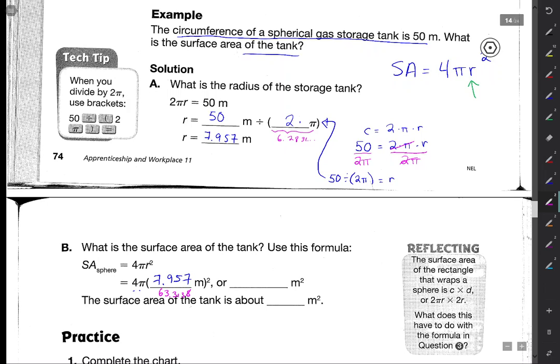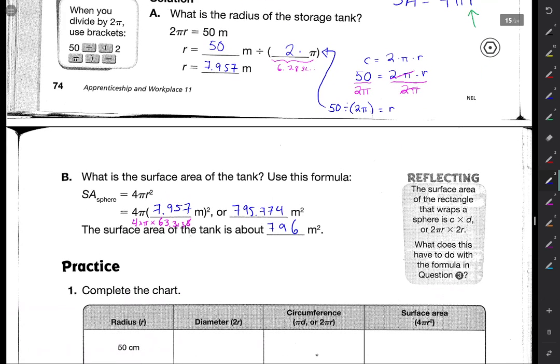63.3138. Now I'm going to do 4 times pi times 63.3138. If I plug that into my calculator, I'll get that the surface area is 795.774 meters squared, or if we round that, we could say 796 meters squared. So just for this topic, keep in mind that formula. The surface area is equal to 4 pi r squared.